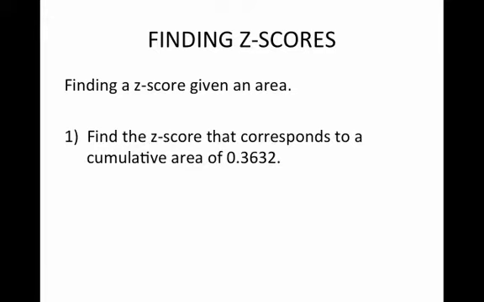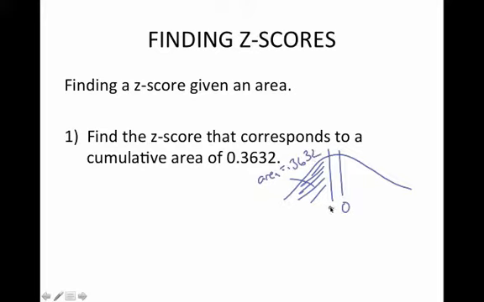So say we wanted to find the z-score that corresponds to a cumulative area of 0.3632. When I'm talking about cumulative area, remember that's going from the left to the right. 0.3632 would be in a standard curve, if this is 0, approximately here. So the area here is 0.3632, and we're trying to find the value right here, the z-score that corresponds with that area.